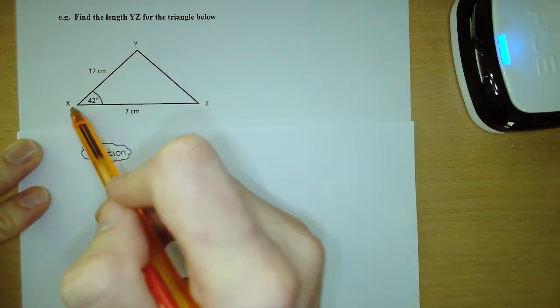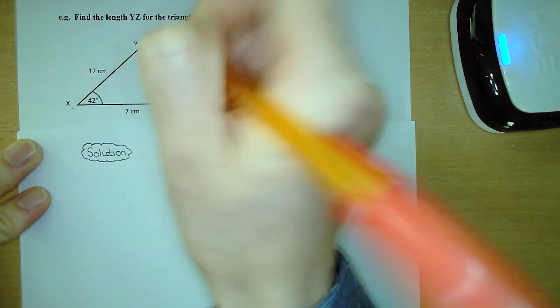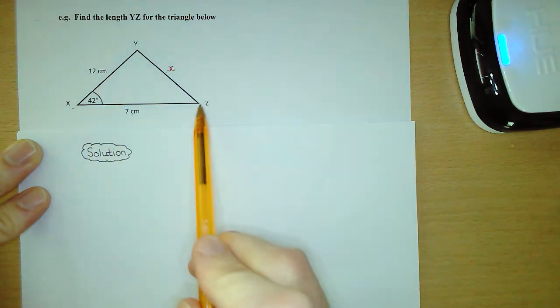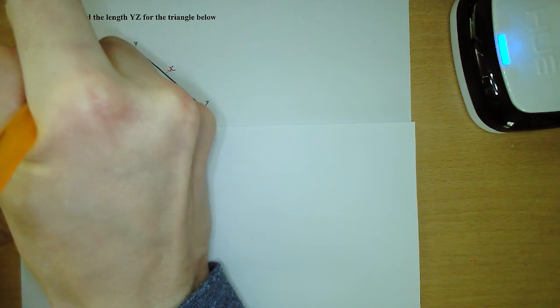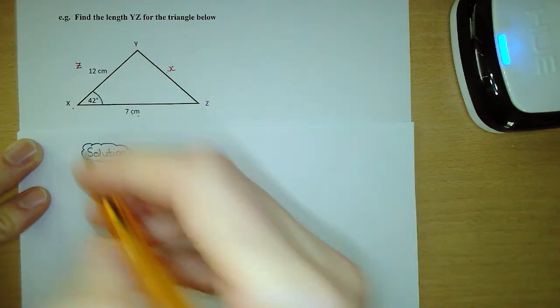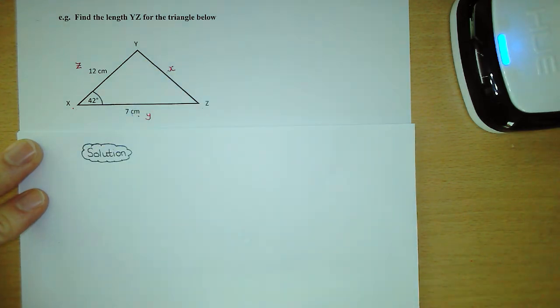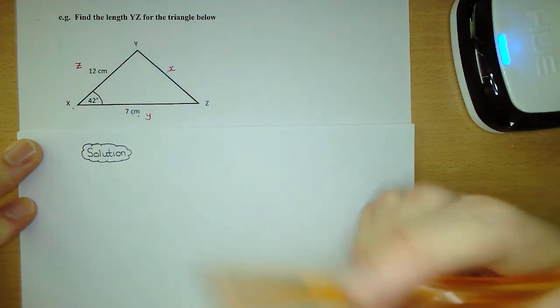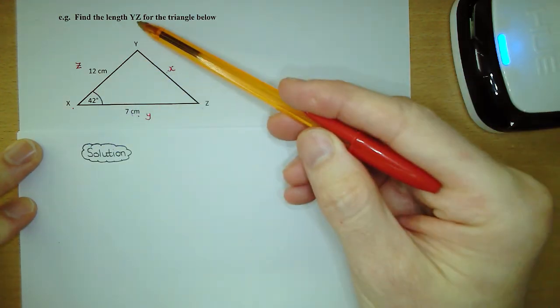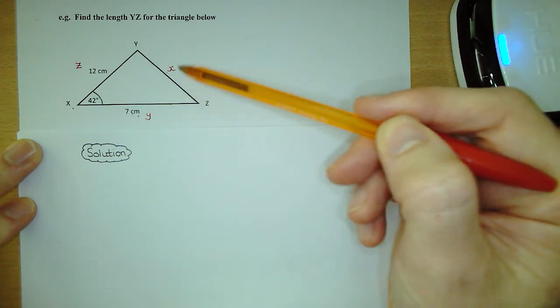So this side is opposite angle X, so that's going to be small x. This side is opposite angle Z, so we're going to call that small z. And this side is opposite angle Y, so we're going to call this side small y. Now, it asks us to find the length YZ, so it's asking us to find small x.